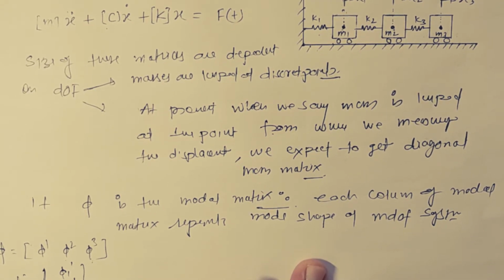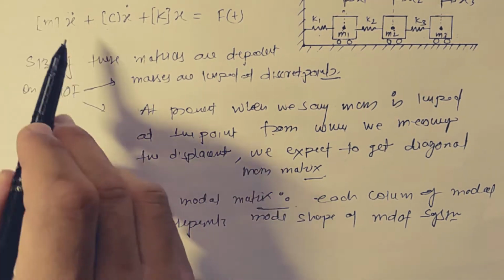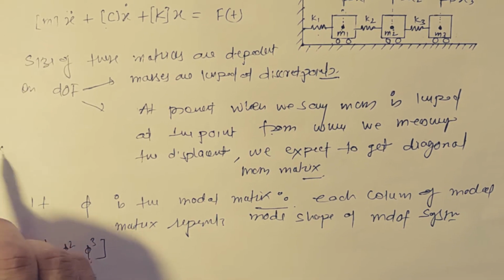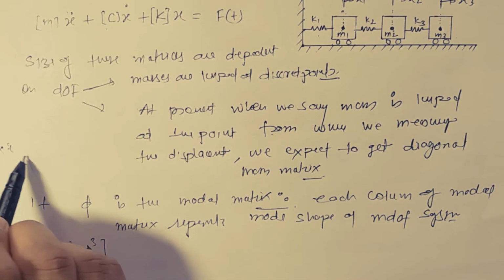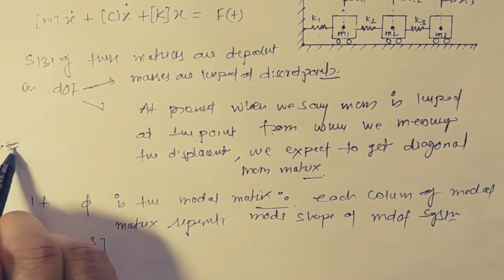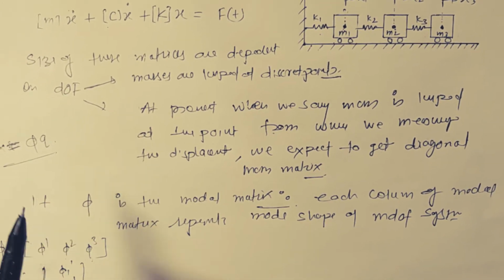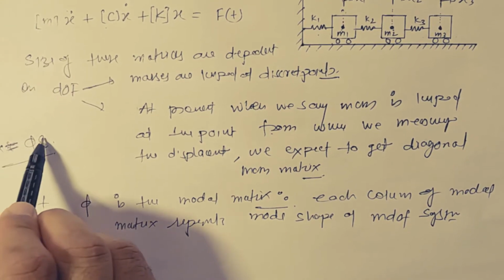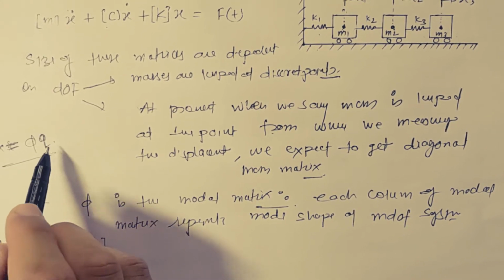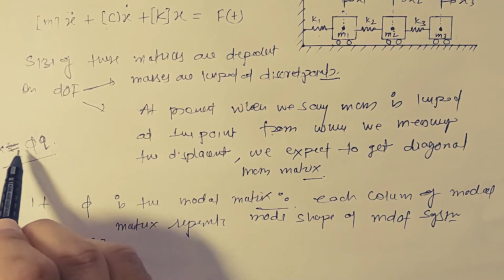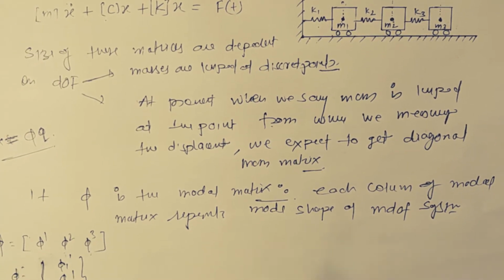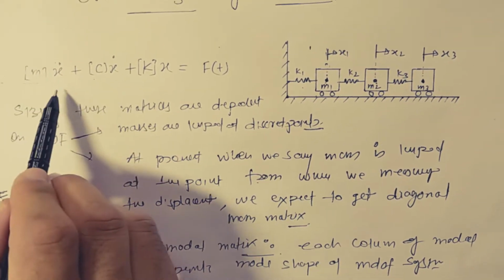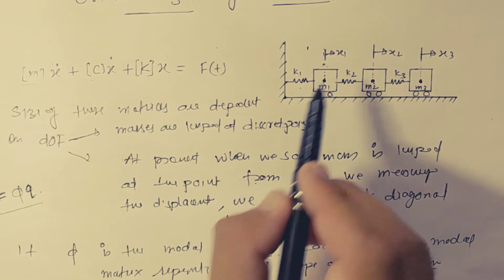And so the response of this system, x, which is a function of x and t, we assumed as phi Q. So phi is the modal matrix, x is the system coordinate, and Q is the modal coordinate, which is related to the system coordinate. This is the governing equation of the system.